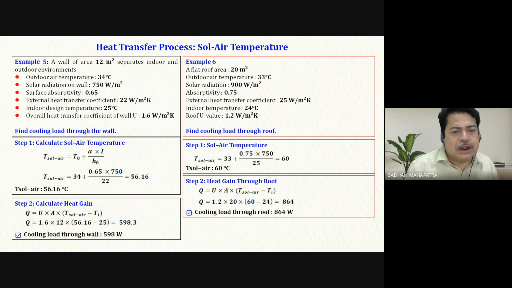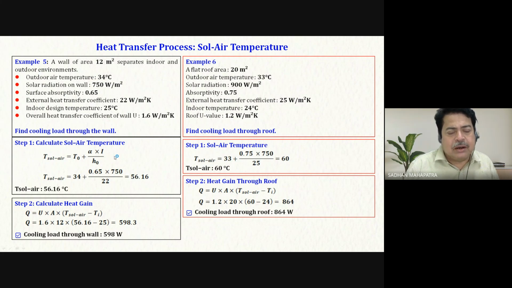Indoor design temperature is 25 degrees centigrade. Overall heat transfer coefficient of the wall is 1.6 watt per meter square Kelvin. Let's estimate the cooling load through the wall. Here we know the outdoor temperature, the surface absorbability, the radiation, and the external heat transfer coefficient. So T sol-layer is T naught plus alpha into I divided by H naught.